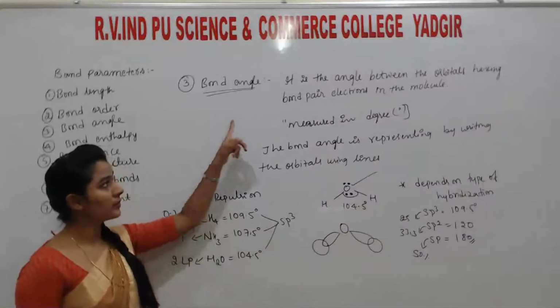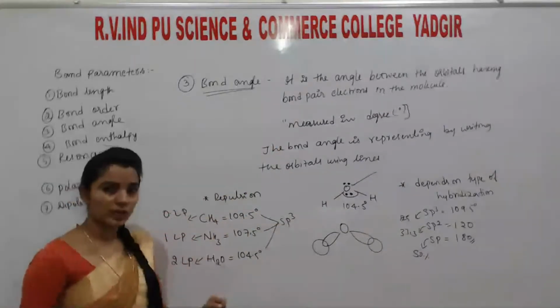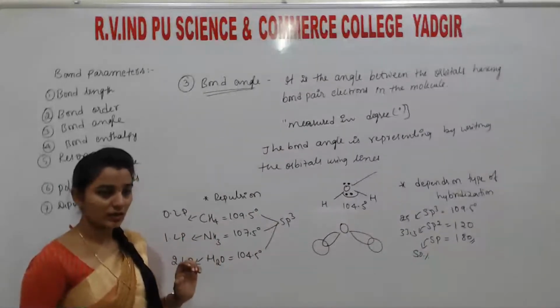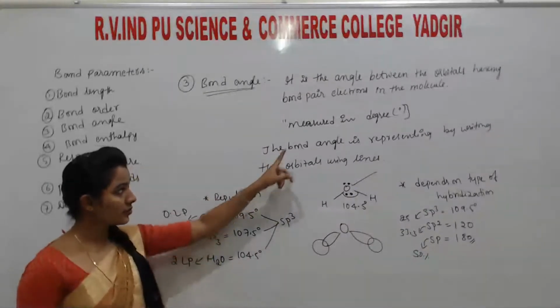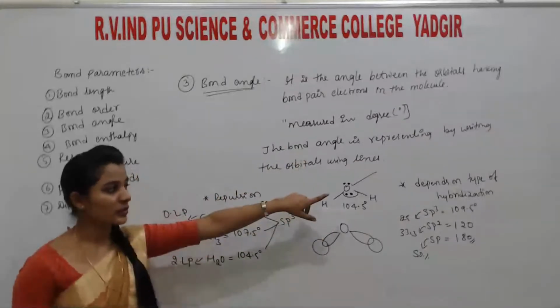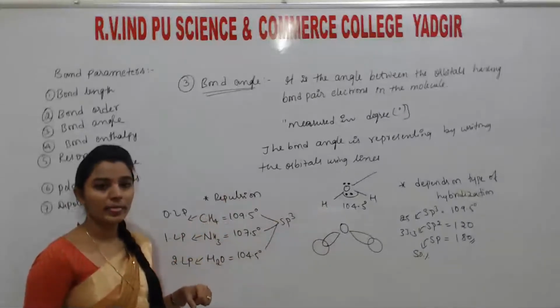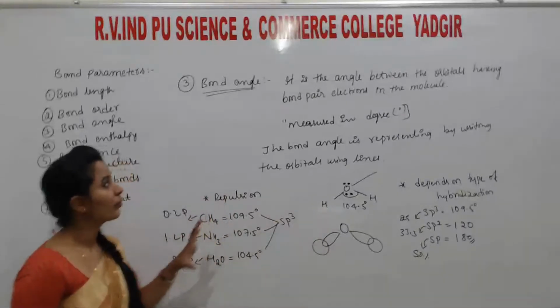Means the bond angle means what? It is the angle between the orbitals where the bonded electrons or bond pair electrons are present. At the same time, it is measured in degrees, represented by this. It depends on two factors. One is type of hybridization, another one is repulsion between the electron pairs. So this is all about bond angle.